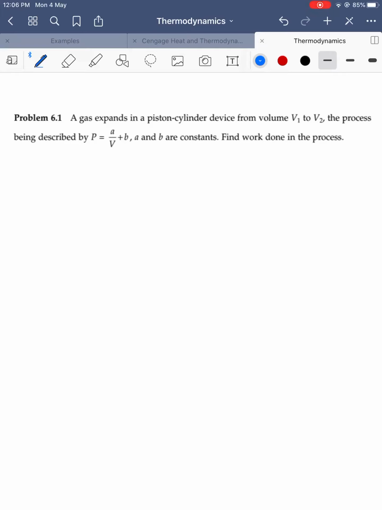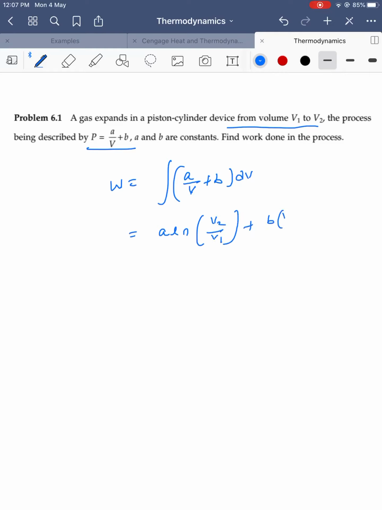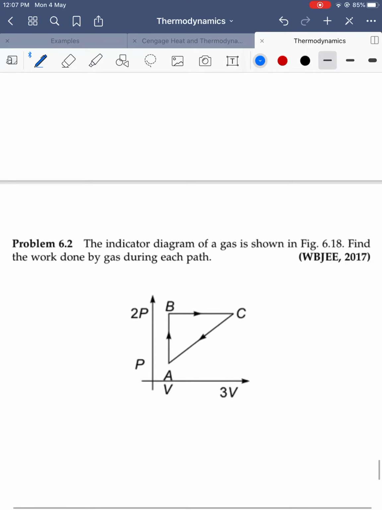A gas expands in a piston cylinder device from volume V1 to V2. The process is described as P = A/V + B, and the work done is the integral of P dV, that is, (A/V + B) dV. If you do the integration, it is A ln(V2/V1) + B(V2 − V1), with limits from V1 to V2. Direct answer.